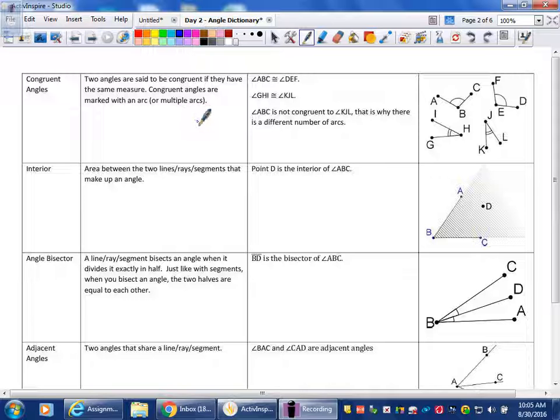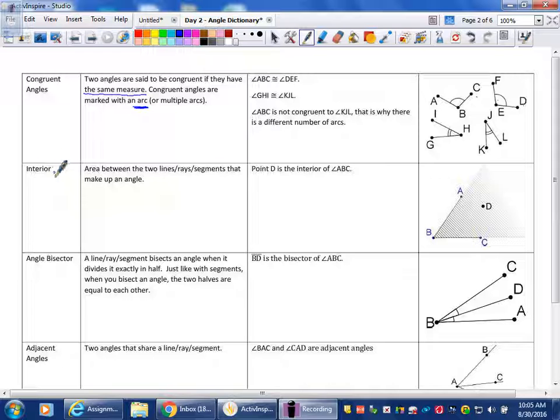Congruent angles simply means they have the same measure. So, you mark congruent angles with an arc or multiple arcs, depending if you have more than one set of congruent angles. For example, look at my picture here. Angle ABC and angle FED both have one arc, so these two angles would be congruent. Angle IHG and angle KJL both have 2 arcs because they're not the same as these 2 angles, but they are congruent to each other.